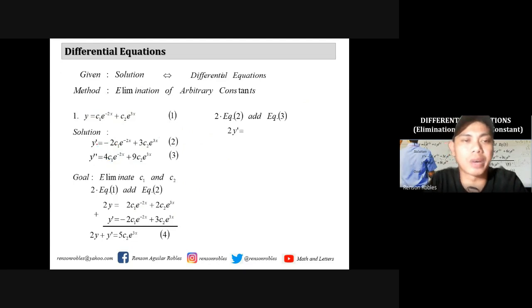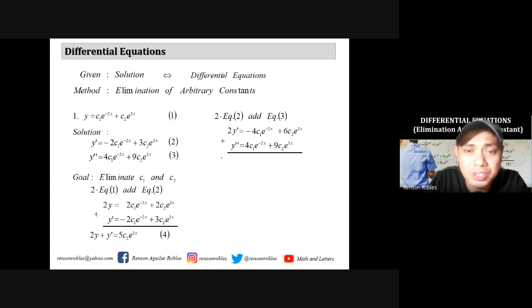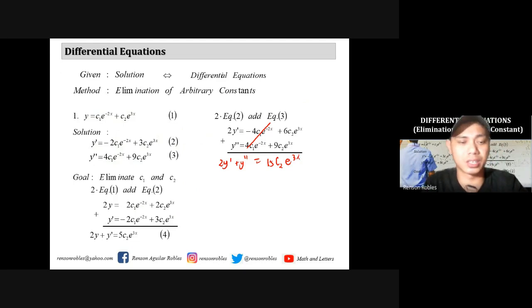So you'll have 2y prime equals negative 4c1 e to the negative 2x plus 6, that's 2 times 3, c2 e to the 3x. Then you add equation 3: y double prime equals 4c1 e to the negative 2x plus 9c2 e to the 3x. And the process is addition. So you shall have 2y prime plus y double prime equals, this becomes 0, then 6 plus 9, 15, c2 e to the 3x. And this shall be marked equation 5.